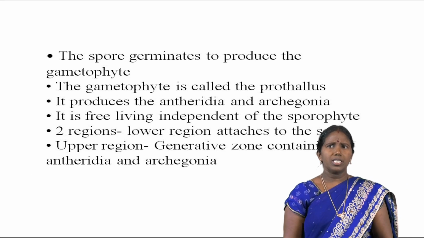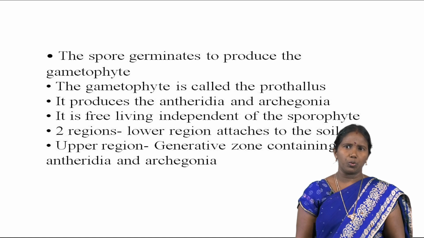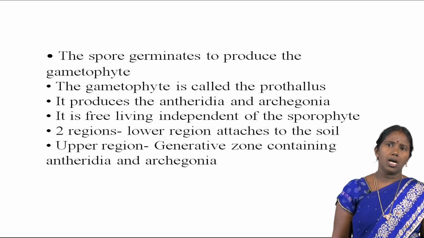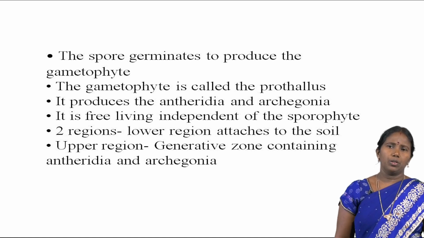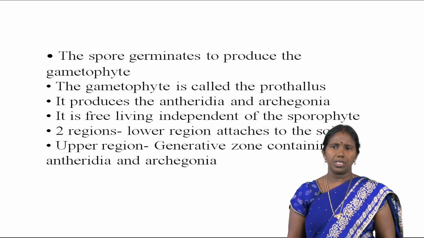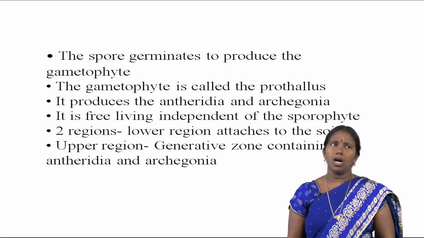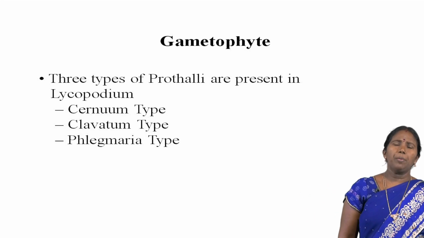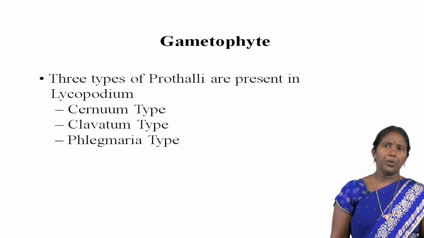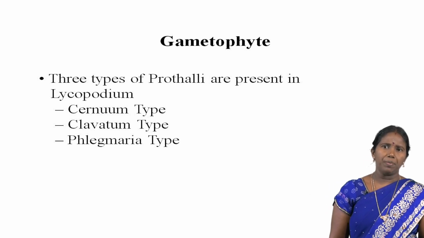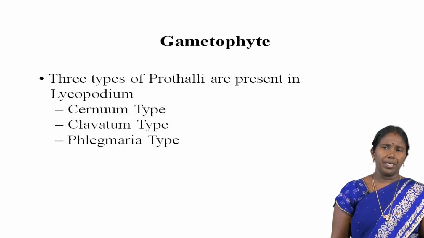Next, the spores germinate to produce the gametophyte, called the prothallus. It produces the antheridium and archegonium. It is free-living, independent of the sporophyte. It has two regions: a lower region attached to the soil, and an upper generative zone containing the antheridium and archegonium. There are three types of prothalli: Lycopodium cernuum type first, clavatum type second, and Lycopodium phlegmaria type third.